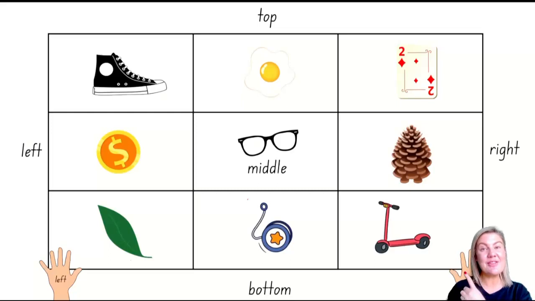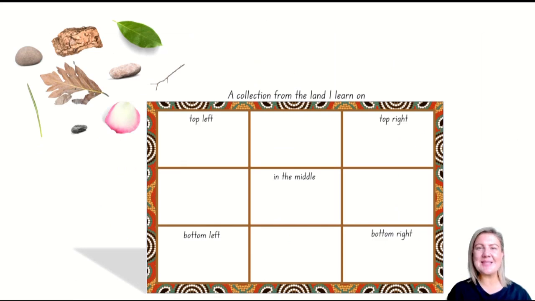Little mathematicians, I want you to think back to this activity. We used a grid with 9 boxes. To describe the position of some of these pictures, we used words like left, right, top, middle, or bottom. Today, I want you to think about those positional words to play an activity that looks like this.